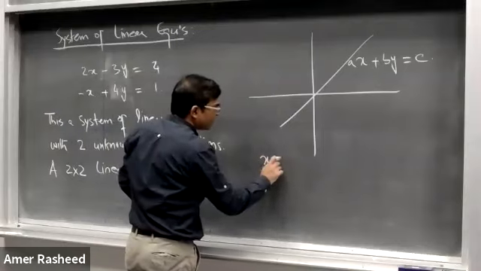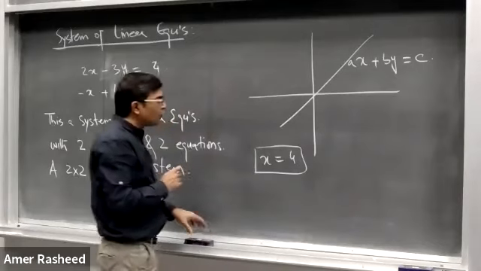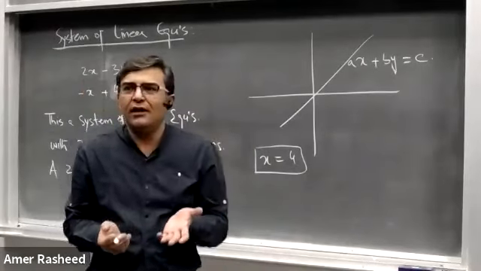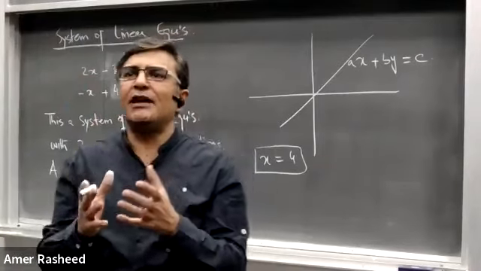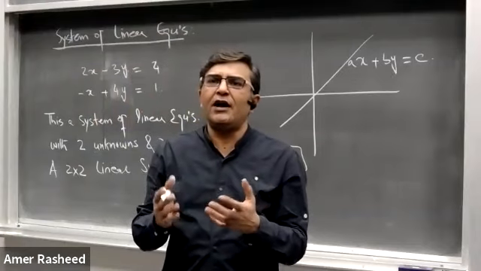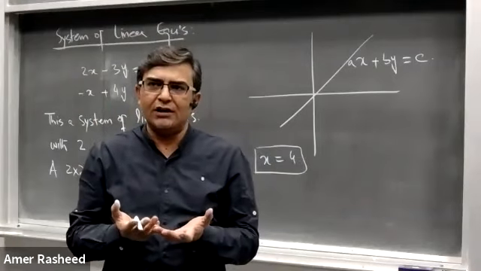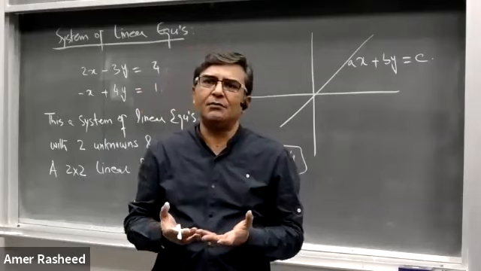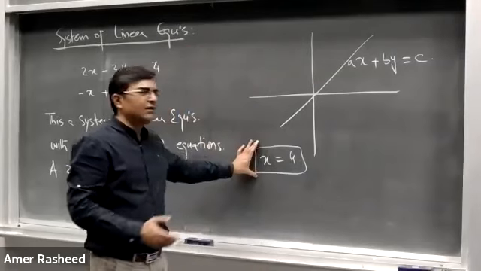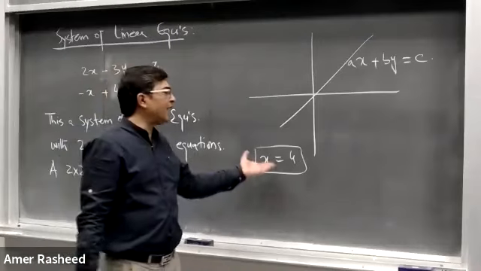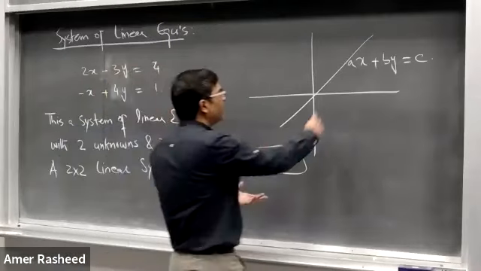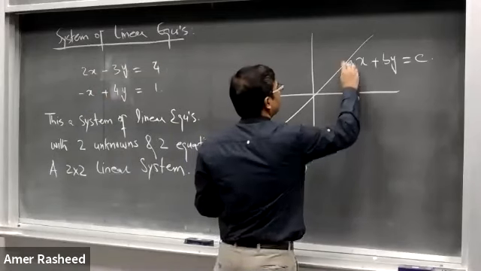If you have x is equal to 4, it will be an equation, it will be a line. But in a linear system, there are some unknowns, and we are trying to find the values of those unknowns, meaning the solution of that linear system. If you have this kind of equation, then it is not a linear system. It's just information: x is equal to 4, a vertical line.